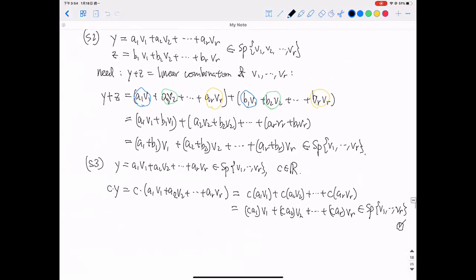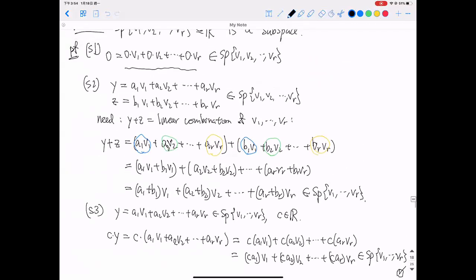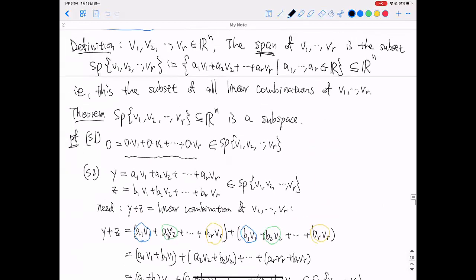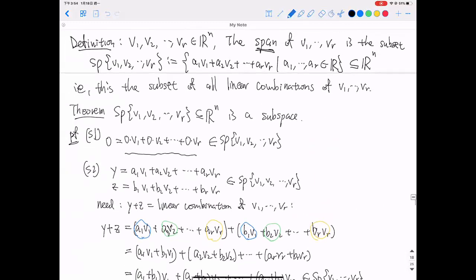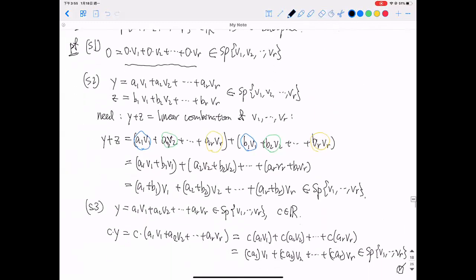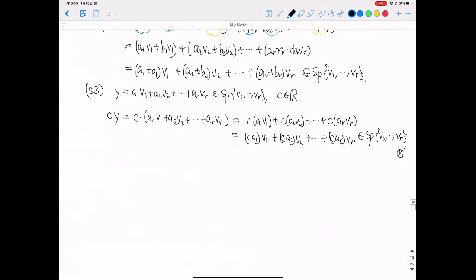So, therefore, the subset span here is a subspace. Okay, let's see some examples.